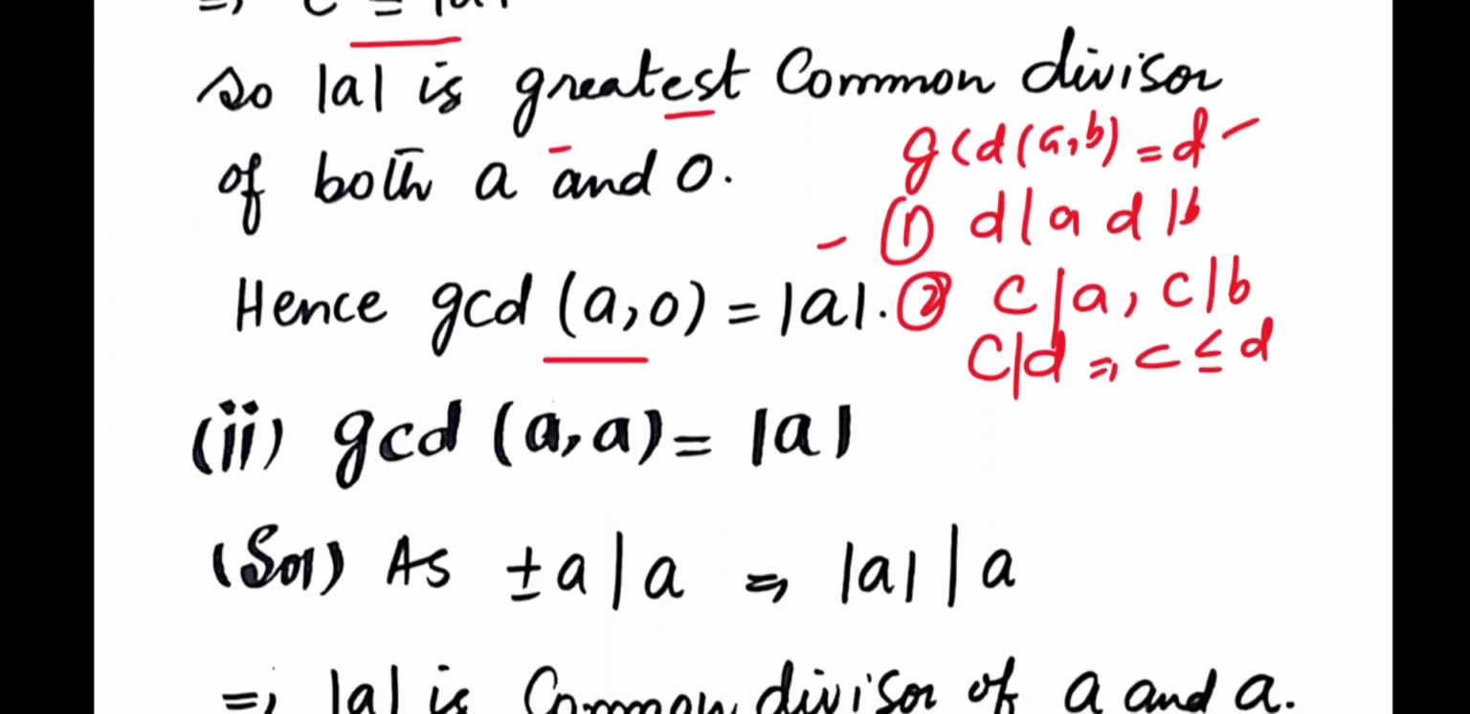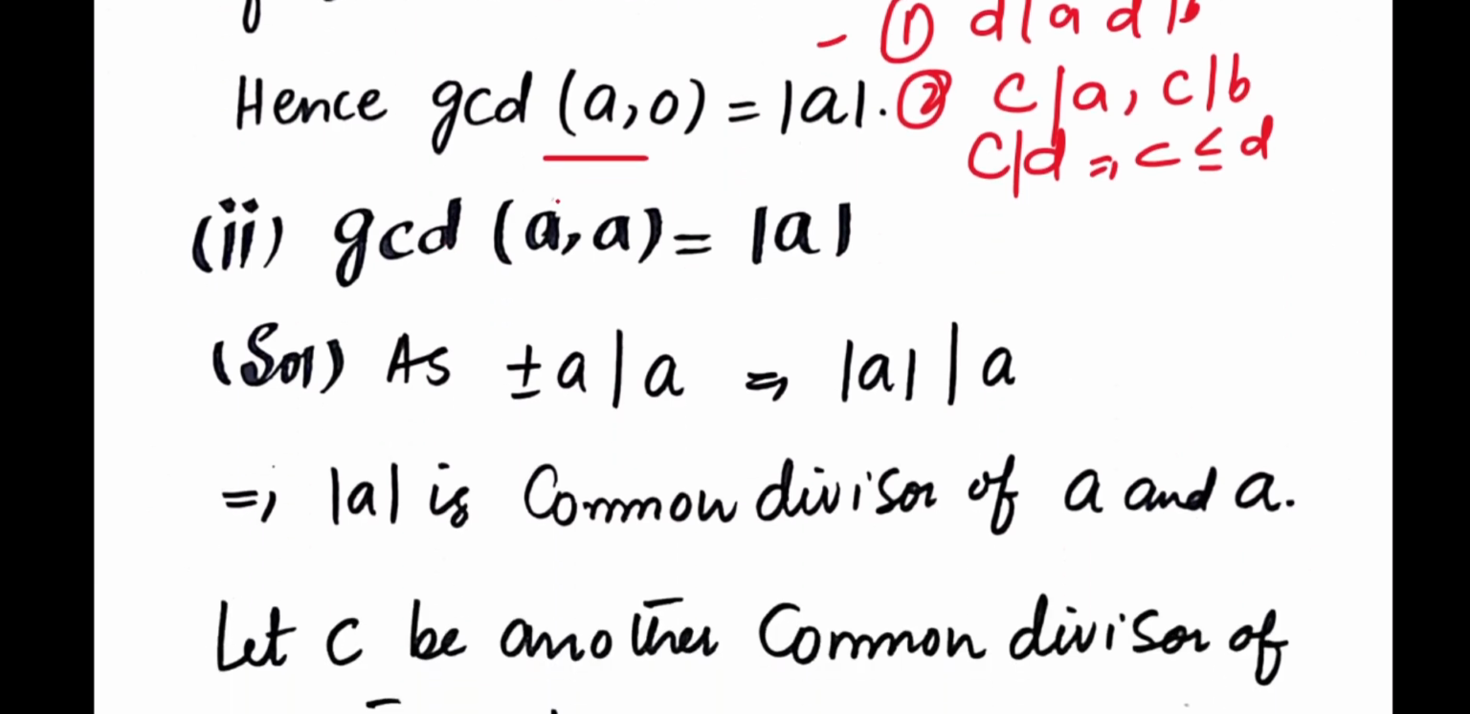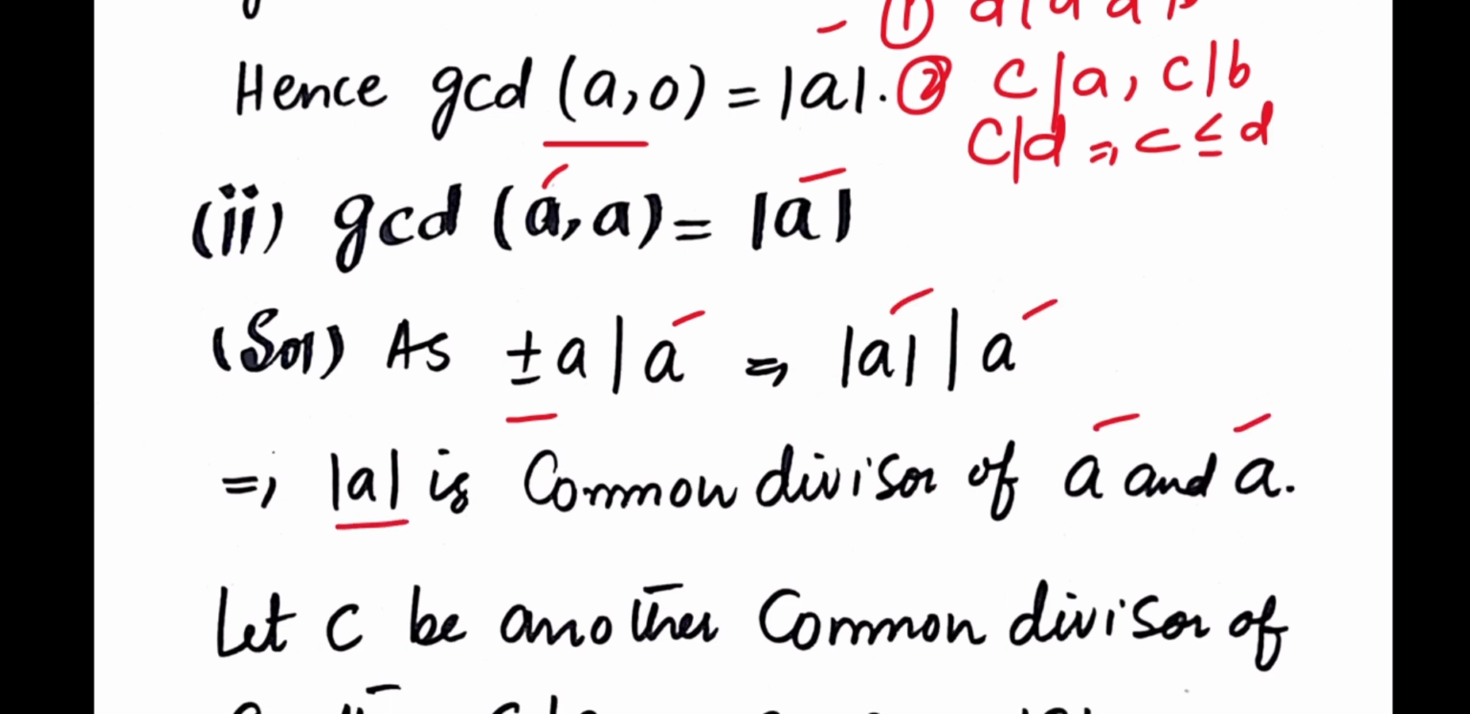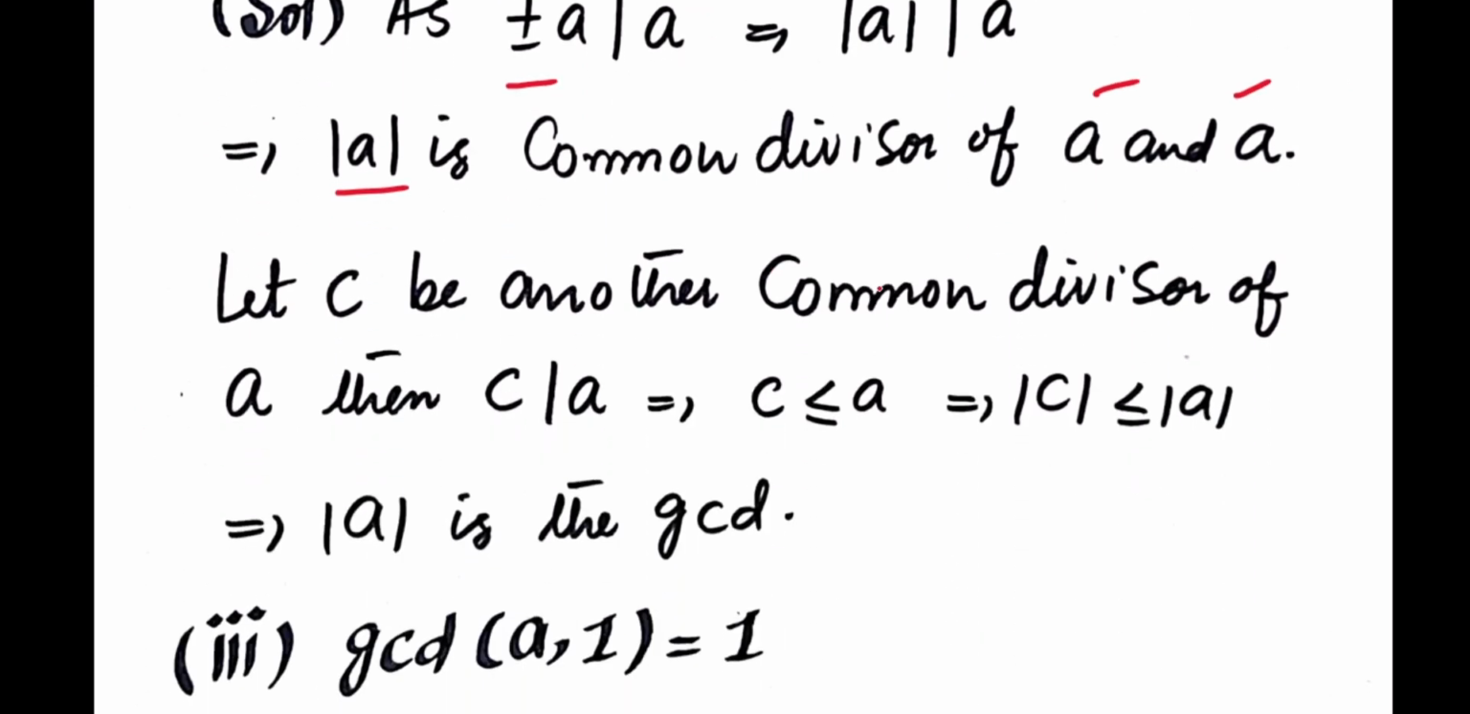In the second part, we have to show the GCD of integer a and a is equal to a absolute. As plus minus a divides a, this implies a absolute divides a. This shows a absolute is a common divisor of a and a. Let C be another common divisor of a, then C divides a, and C is less than or equal to a. This implies its absolute value is always less than or equal to a absolute. This shows that a absolute is the greatest common divisor.